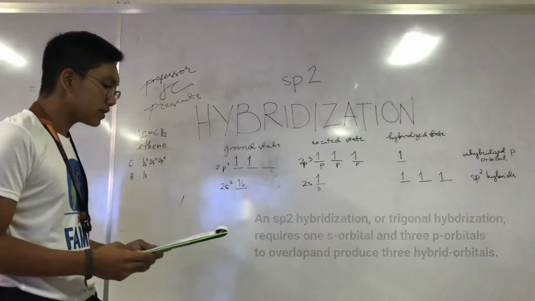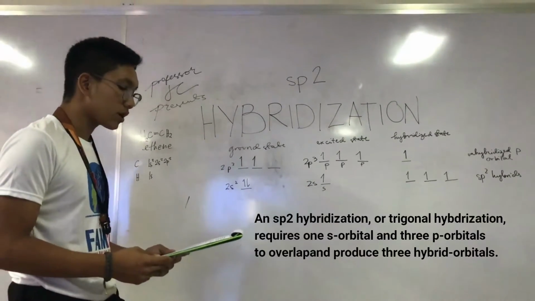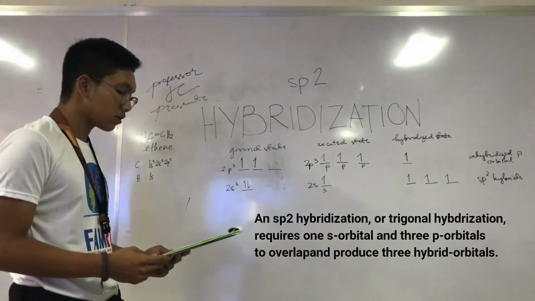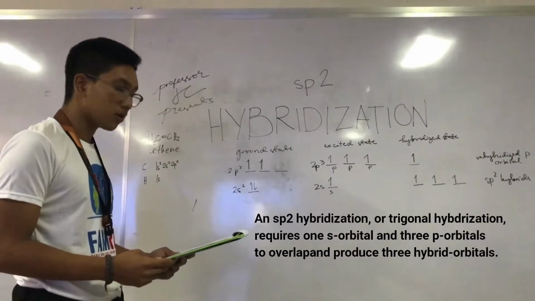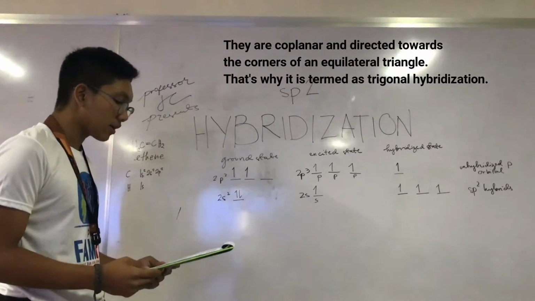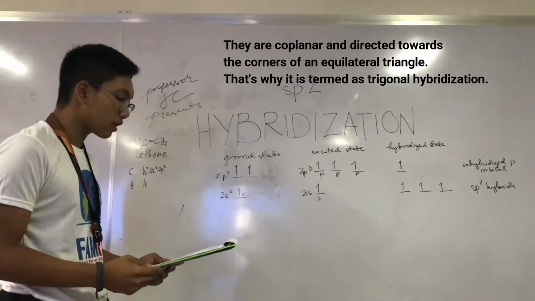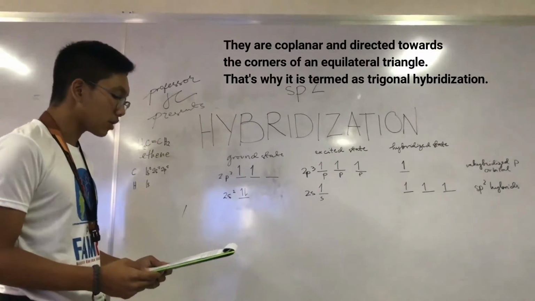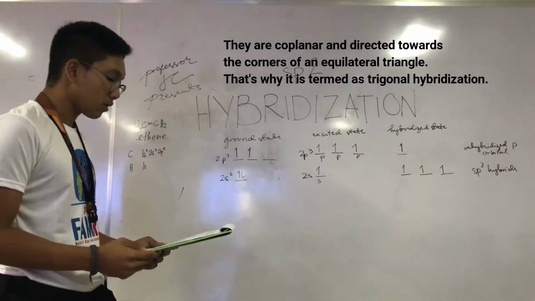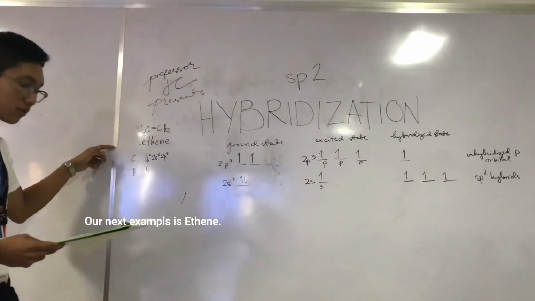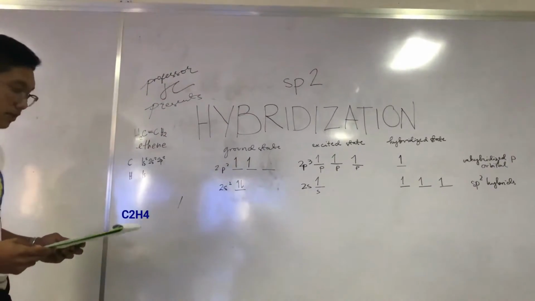An sp2 hybridization, or trigonal hybridization, requires one s orbital and two p orbitals to overlap and produce three hybrid orbitals. They are coplanar and directed towards the corners of an equilateral triangle. That's why it is termed trigonal hybridization. Our next example is ethene, with a chemical formula of C2H4.